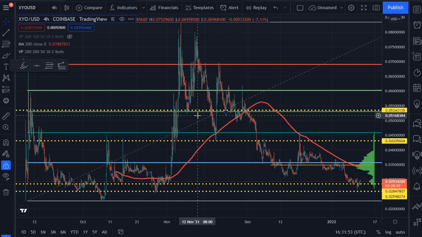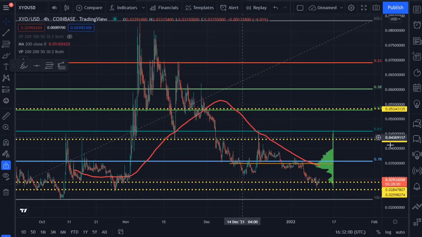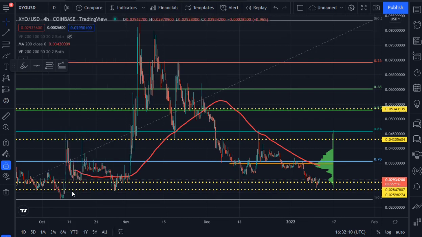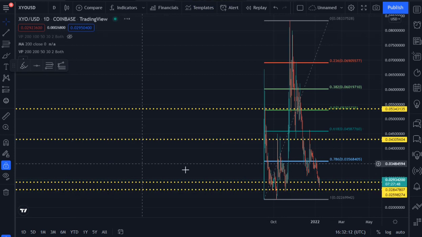Very quickly in this video we'll be running a detailed technical analysis on the XYO/USD pair on Coinbase. We're currently on the 4-hour time frame. For now, XYO is trading at around 0.029. So let's check the daily time frame out real quick to see where the price direction is actually headed.